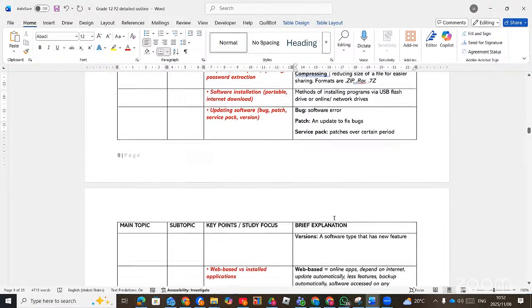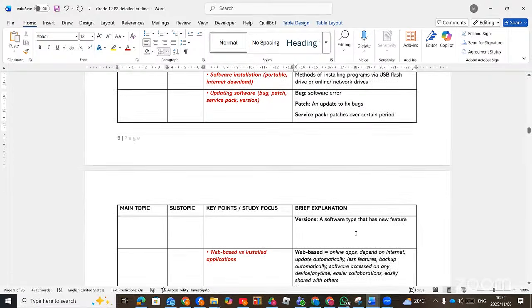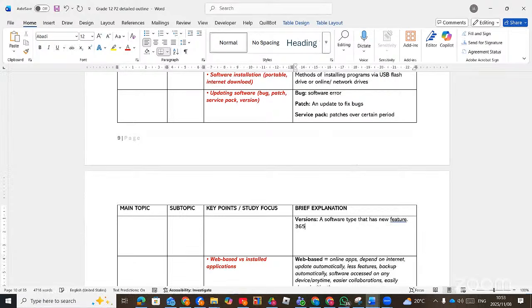Then the version of a software is the software type that has a new feature. Now, when you have new features, like 365 is a version of Microsoft Office, which has MS365, which has new features.